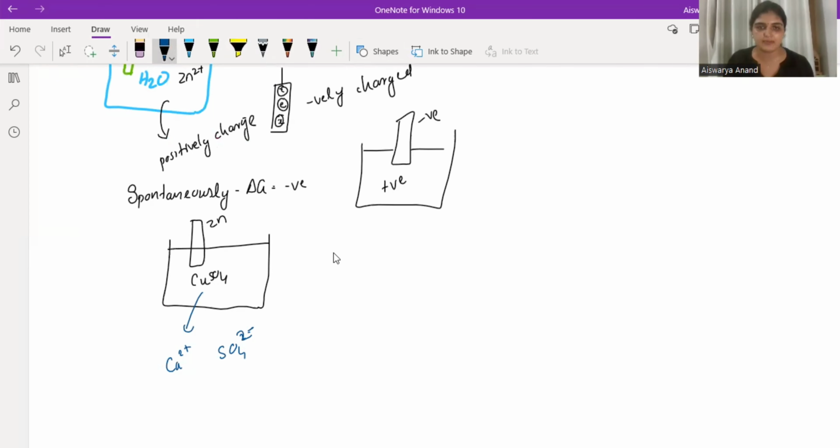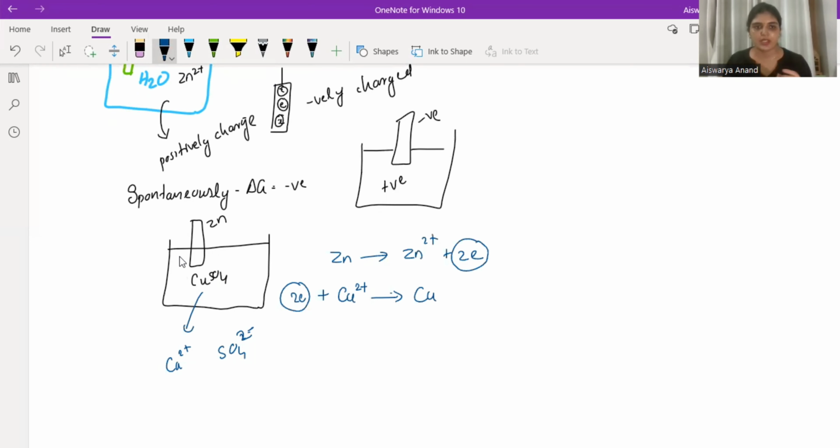Now here what happens is that the zinc is undergoing oxidation, that is, zinc is becoming Zn2+ plus 2 electrons. Now this is happening. These 2 electrons will be combining with the Cu2+ over here, and we are getting Cu. Now both of these are happening simultaneously. So that means the zinc rod is not getting negatively charged and the solution is not getting completely positively charged.